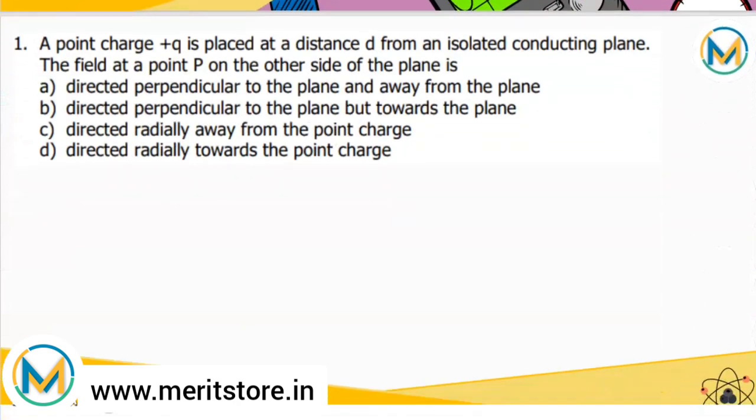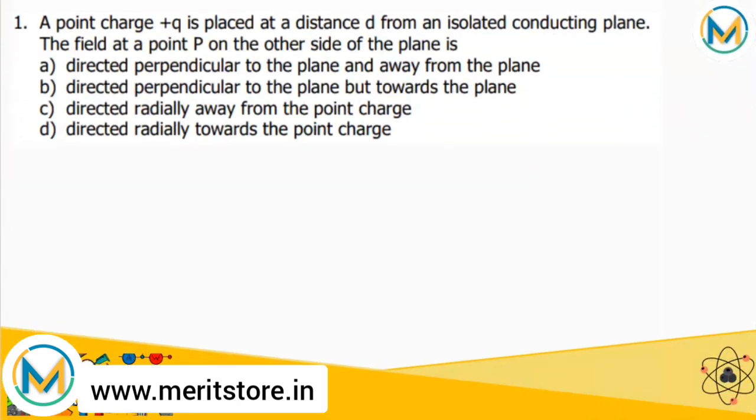First question: a point charge plus Q is placed at a distance d from an isolated conducting plate. The field at point P on the other side of the plane is... So if a point charge is placed near an isolated conducting plane, free electrons are attracted towards the positive charge.